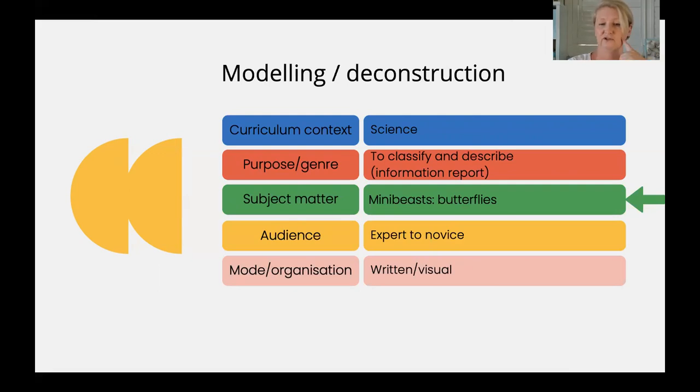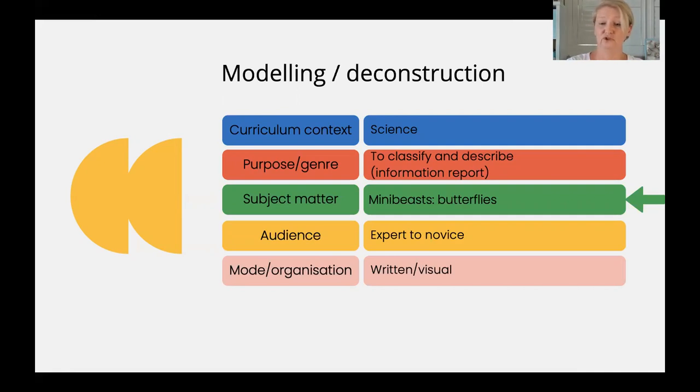modelling and deconstruction. So way back before students became independent, they would have had a text modelled, same genre, same topic in terms of science, same audience, same organisation, but a slightly different subject matter, butterflies. So that information would have been up on the wall. That information would have been in books. It would have been visible. There would have been lots of talking and listening games on features of these mini beasts and so on. So modelled with a different topic.